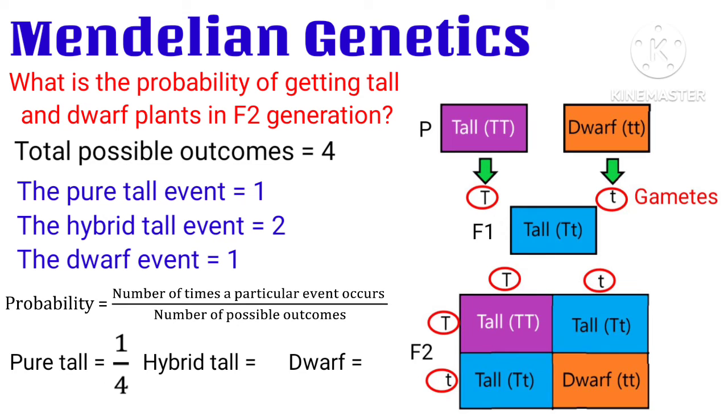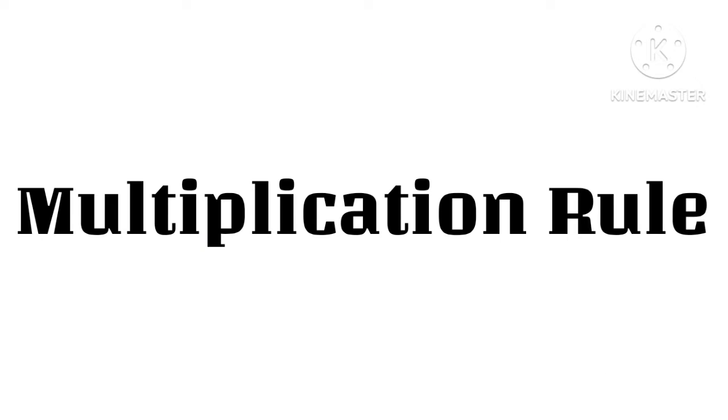Here is another one. The probability of pure tall is 1 by 4. The probability of hybrid tall is 2 by 4 and the probability of pure dwarf is 1 by 4. That's why the ratio of the Mendelian cross appeared as 1:2:1. Now let's move to the next rule.